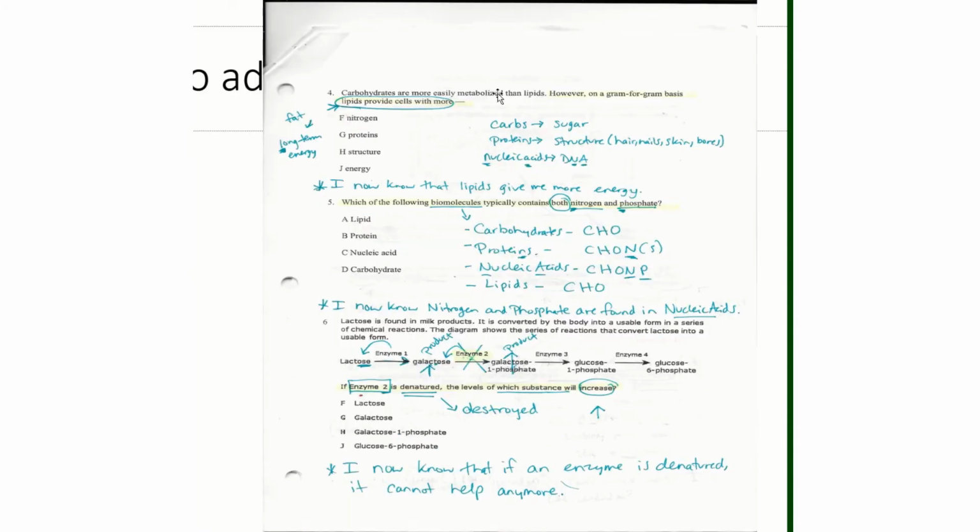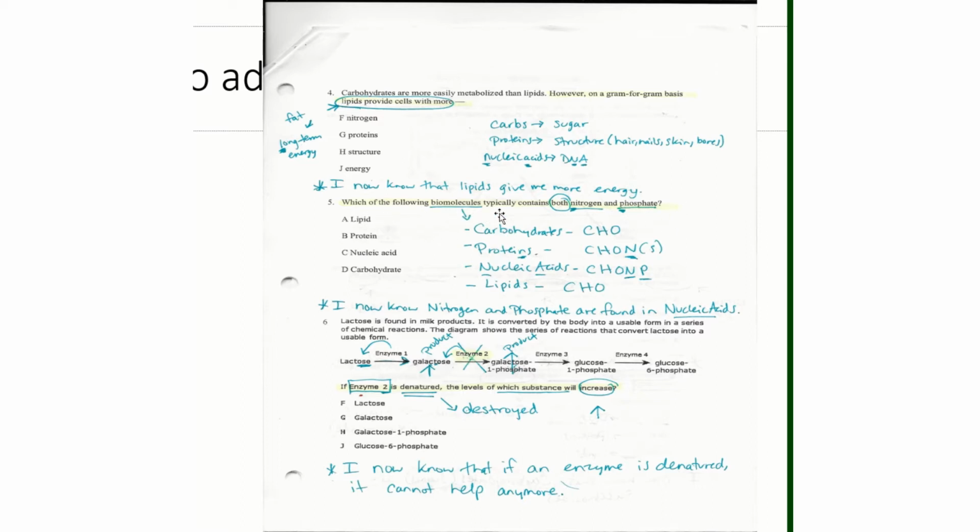Number 4. Highlight, however, on a gram-for-gram basis, lipids provide cells with more. What is it asking you in this question or sentence? Lipids provide cells with more what? Fat, long-term energy, it's for later. Carbs provide you with sugars, so it's not that. Proteins provide you with structure, hair, nails, skin, bones. That's your structure. Nucleic acid provides you with DNA. So the answer was energy, J. I now know that lipids give me more energy.